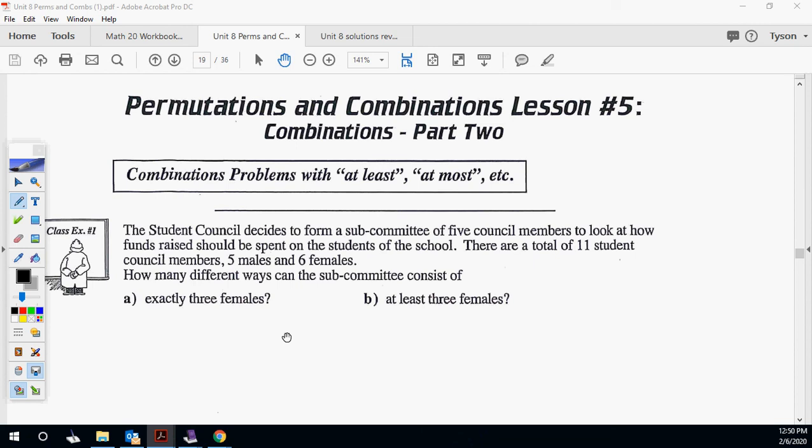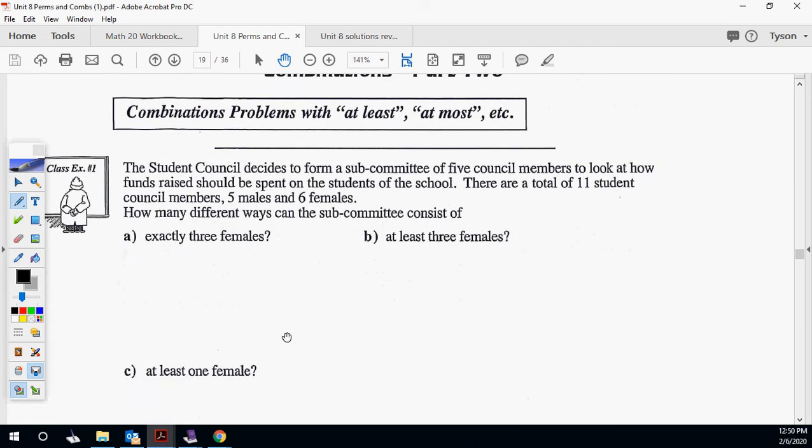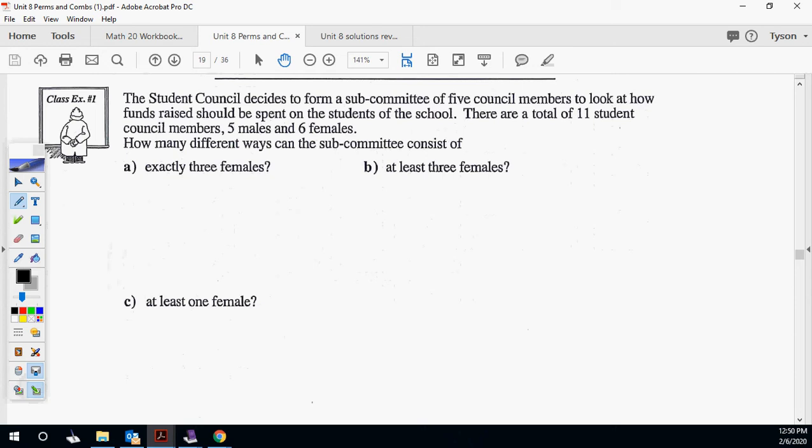S1, Chapter 1, Lesson 5, Part 2, Combinations. Now we're going to focus on the at least, at most, using our inequality knowledge of what those mean to make sure we get the appropriate amount of combinations. This is more example-based here.